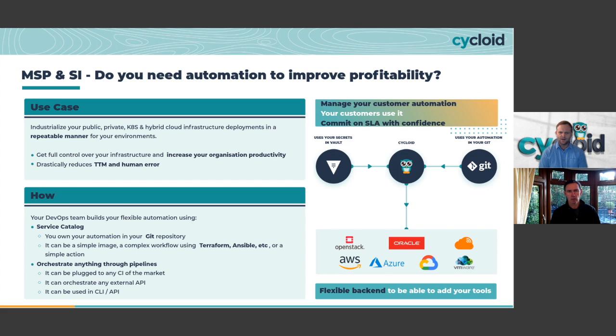The next use case is about automation itself, because obviously the MSP and SI will build and manage the automation for the customer, and the customer will use it. And the MSP and SI will still be able to commit on the contractual SLA with confidence, for a simple reason: the MSP and the SI know exactly what's going on in the infrastructure, because they build and maintain the automation, and also have tools to make sure some of the security rules, the best practices, and so on are respected.